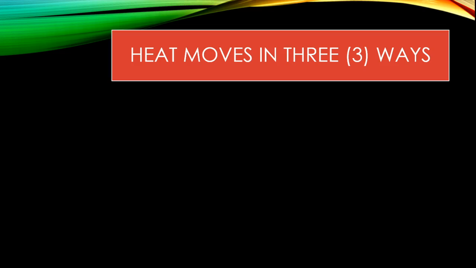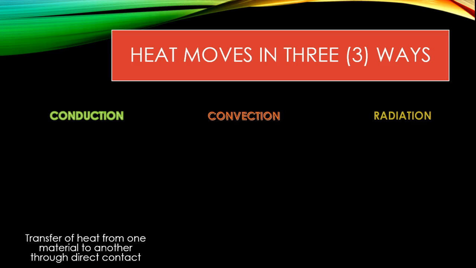Heat can move from one object to another in three ways. These are conduction, convection, and radiation. So let us differentiate them one by one. Conduction. It is a transfer of heat from one material to another through direct contact. Okay, highlight the words direct contact.